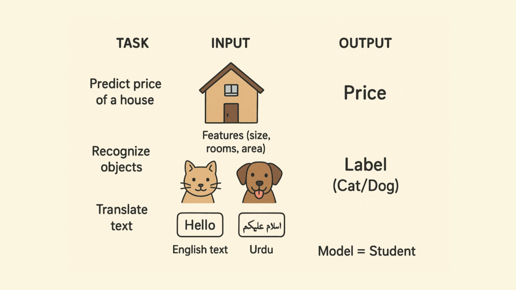Imagine teaching a child about animals. You show a cat and say, "This is a cat." You show a dog and say, "This is a dog." After enough examples, the child can recognize new cats and dogs all by themselves. That's exactly how supervised learning works. It learns from examples that come with answers.